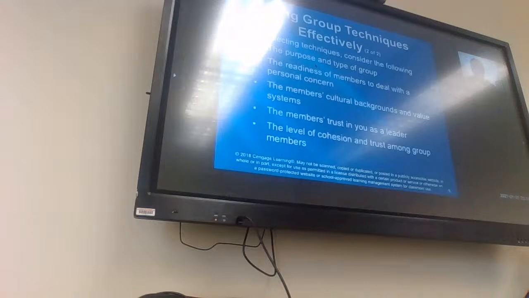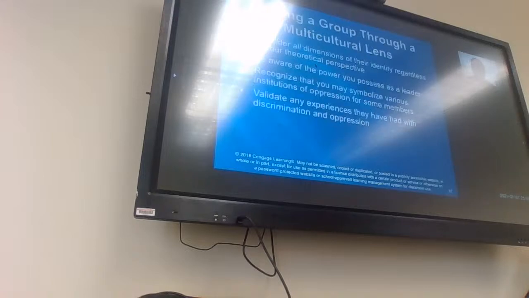Also, you want to think about the level of cohesion among the members of the group and the trust that they have with one another. Now, group cohesion means that they're fused together and feel some interconnectivity with each other and a shared responsibility for one another, and they're bonded. So the greater level of group cohesion you have, the more gains you're going to have in your group process. So long story short, you have a lot to think about when selecting techniques in group therapy.